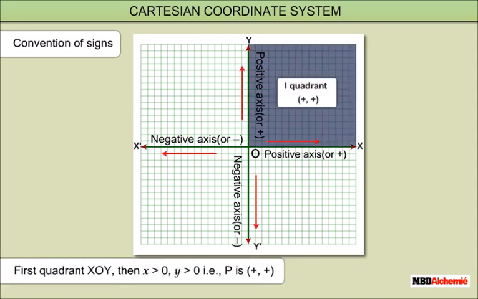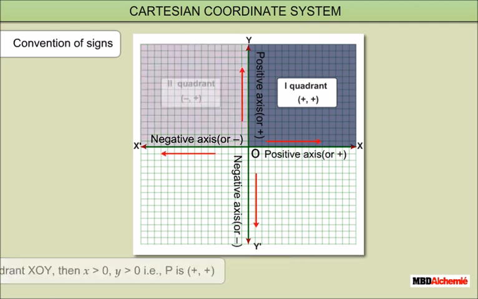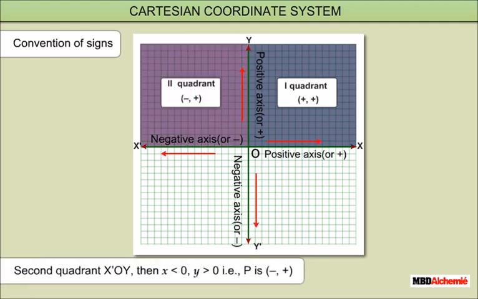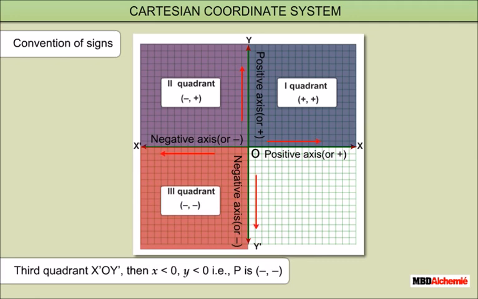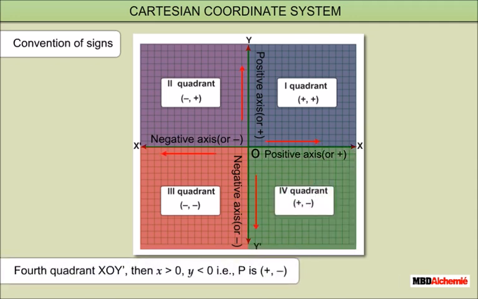Due to the above sign convention, it can be concluded that if a point P with coordinates (x, y) lies in the first quadrant XOY, then x is greater than 0 and y is greater than 0, that is, P is (+, +). Second quadrant X'OY: x is less than 0, y is greater than 0, that is, P is (-, +). Third quadrant X'OY': x is less than 0, y is less than 0, that is, P is (-, -). Fourth quadrant XOY': x is greater than 0, y is less than 0, that is, P is (+, -).